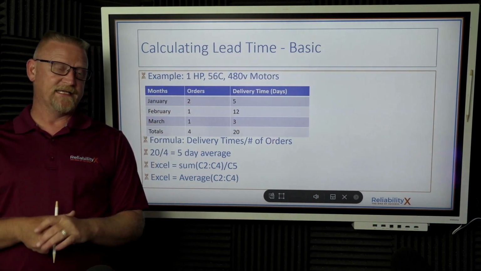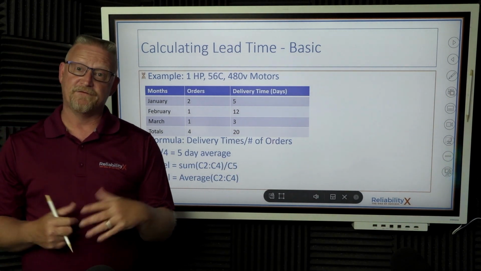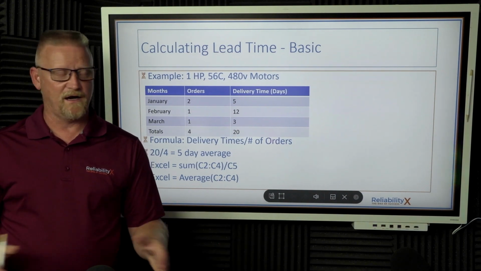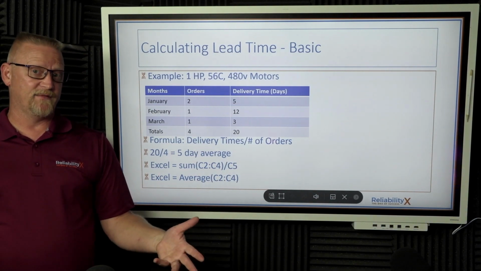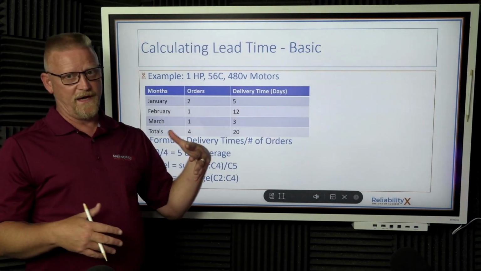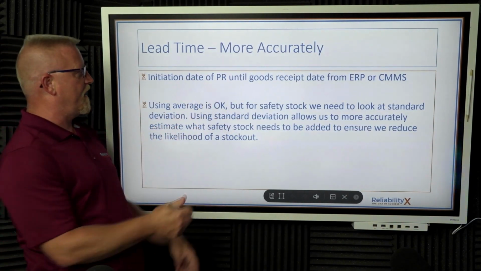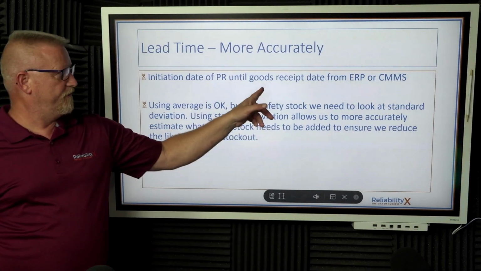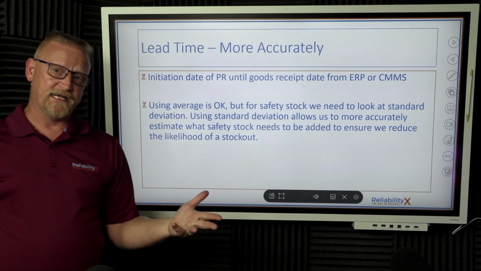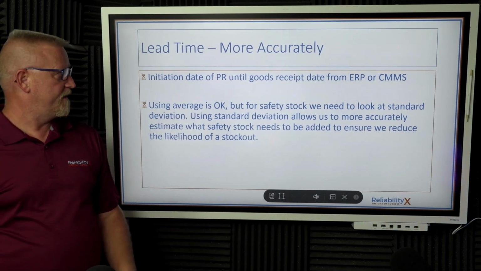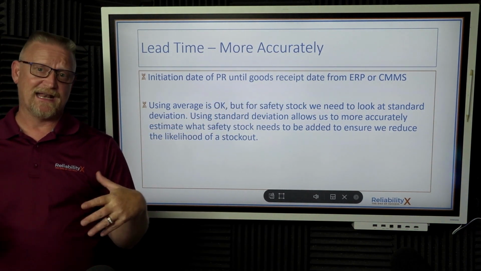So the basics of lead time really is just, well, how long did it take to come in? Inside your CMMS, there is a field for the inventory that says, what's the lead time? We do not want to use that information because that's just an estimate of lead time. It's good enough for a basic calculation, but for an actual calculation, we want to know the time from the purchase rec until the goods receipt. And those are dates inside the ERP. So for every inventory item, we want to know the average time from the purchase requisition until the receipt of goods. And that gives us an accurate lead time.